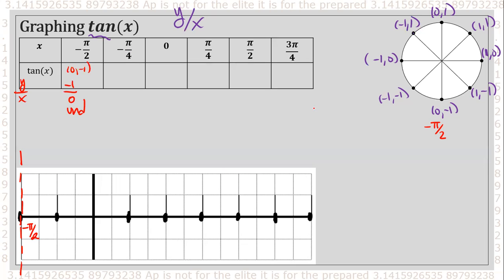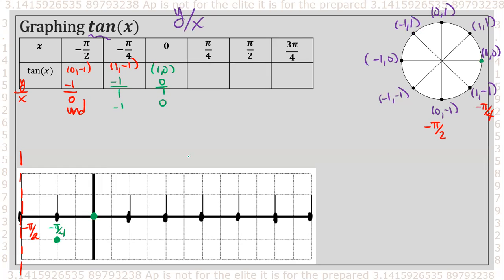Negative pi over 4, that's negative 45 degrees right here. My coordinate is 1 comma negative 1. So this right here would be the y value, negative 1 divided by 1. That is just a negative 1. So I'm going to graph it at negative pi over 4. I have a value of negative 1. Okay. The next one that I have at 0 degrees, at 0 pi, I have the point 1 and 0. And if I divide y over x, I just have 0. So this right here, it passes right through the origin.